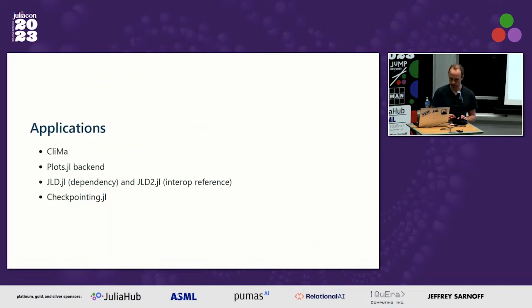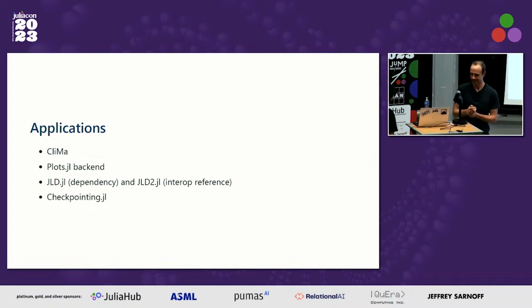So it's used in quite a few applications. I mentioned Klima, we use it. Checkpointing.jl is another different package for HPC style checkpointing for adjoint mode automatic differentiation. The idea is you need to be able to write the files and then go back, write data over time, and then you need to go backwards. And so you use it as a checkpointing. Plots has a backend, and JLD2, as we mentioned, and JLD and JLD2.